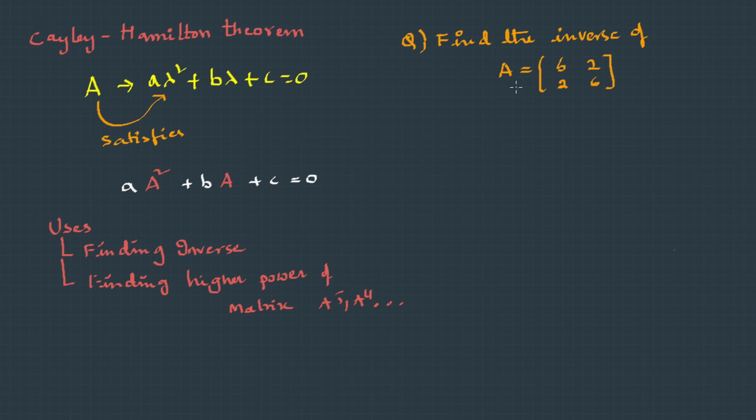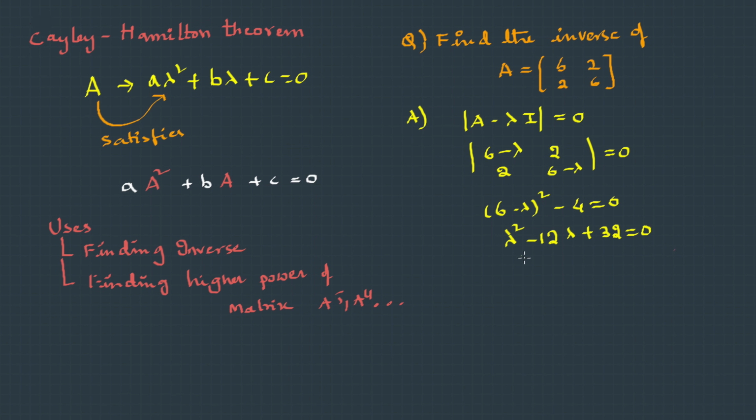Find the inverse of A equals [6 2; 2 6]. Let's use the Cayley-Hamilton theorem, for which I'll write the characteristic equation. We get the equation as lambda square minus 12 lambda plus 32 equals 0. And we know that the matrix A satisfies this equation. Therefore, I can write this as A square minus 12A plus 32I equals 0. Because 32 is a scalar, I am augmenting it with an identity matrix.